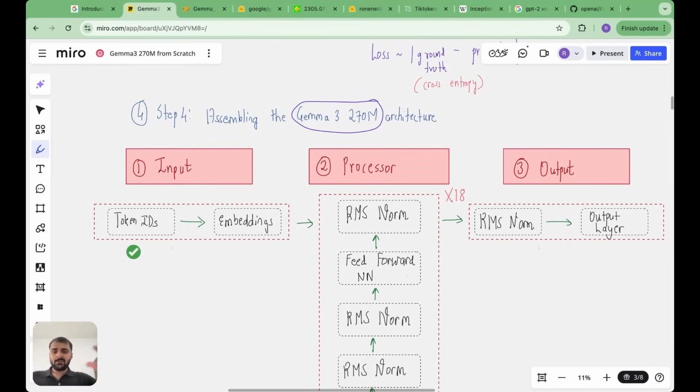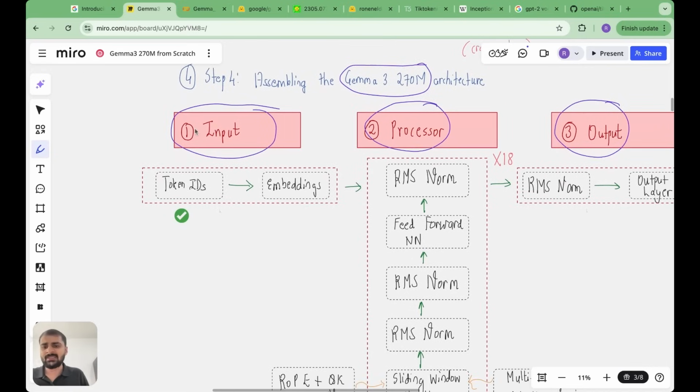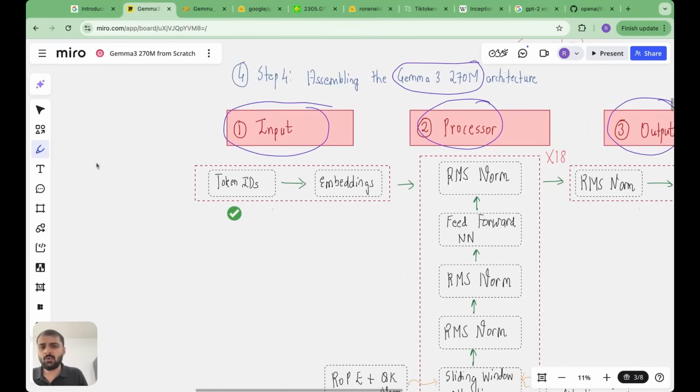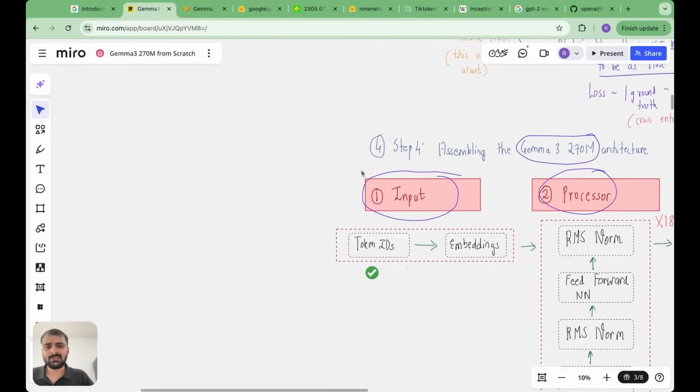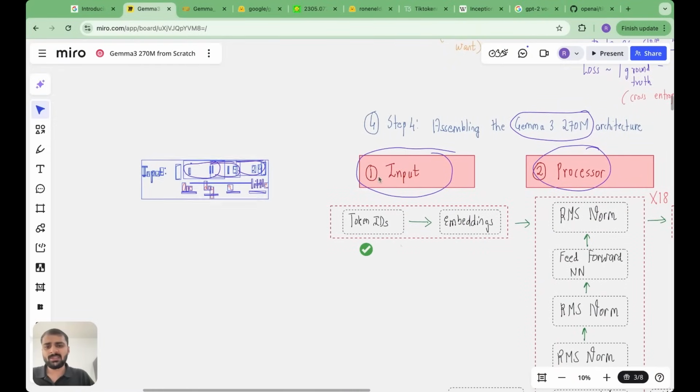So, if you think of the architecture, it can be broken down into three parts. There is the input part, there is the processor part, and then there is the output part. Different things happen in each part. In the input part, I can say that there are two main things which happen. If you have an input sequence, so right now, all we are doing is saying that this input sequence passes through this entire architecture and something comes out, right? So, this is my input right now.